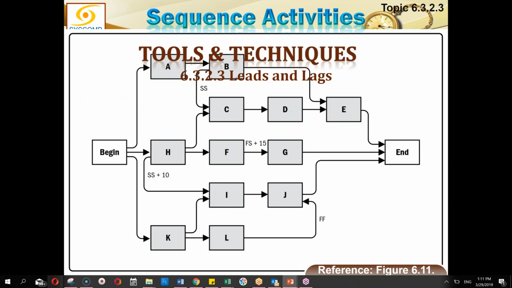This is another example of those leads and lags. SS plus one, H to I, L to J finish to finish, F to G finish to start plus 15, B to C start to start. So you see, you can represent all these relationships, and you can also view from this diagram how beautifully you can create these network diagrams.